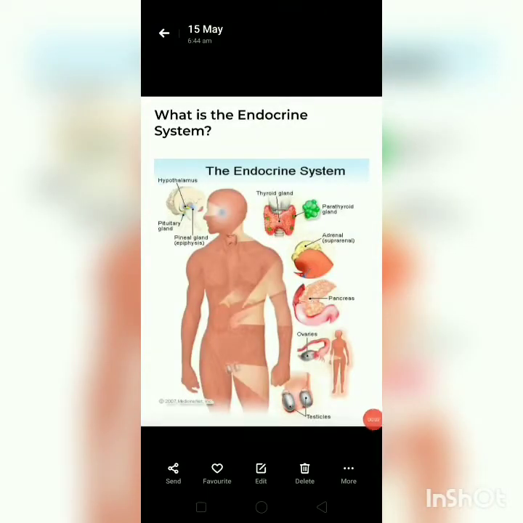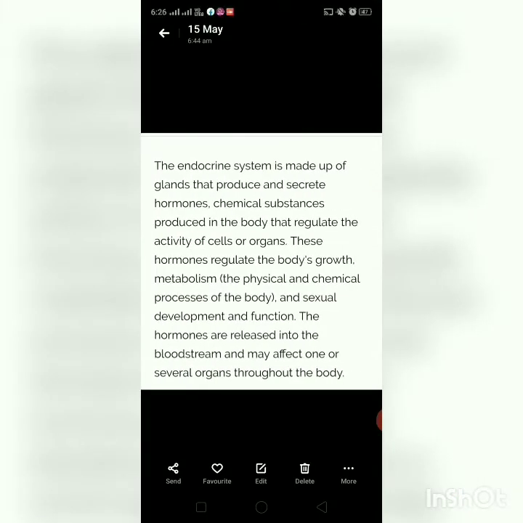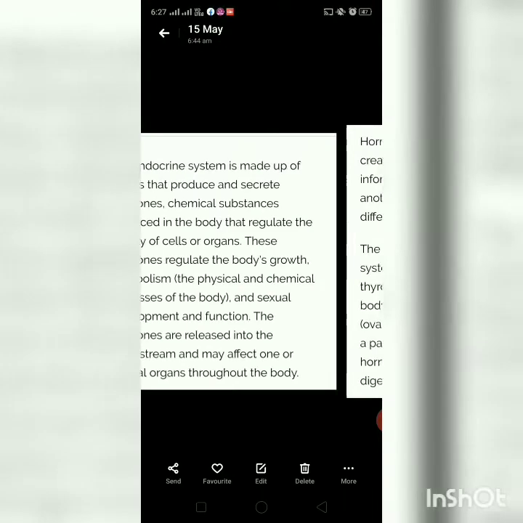This image is showing the endocrine system and the glands which are present in the endocrine system. The endocrine system is made up of glands that produce and secrete hormones, chemical substances produced in the body that regulate the activity of cells or organs. These hormones regulate the body's growth, metabolism, and sexual development and function.